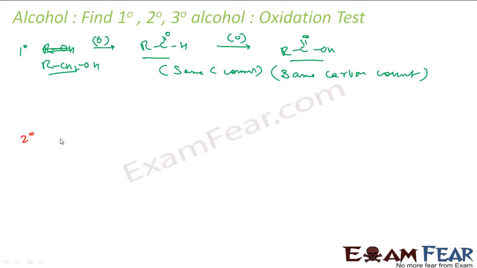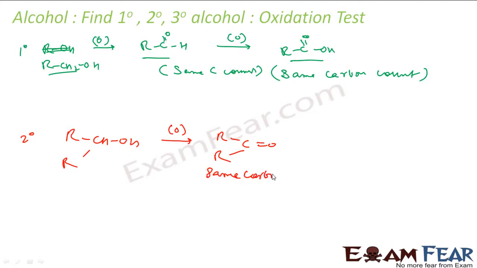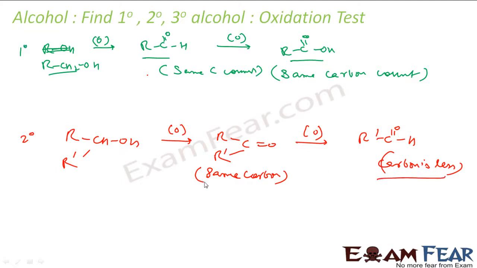Let's do it for 2 degree alcohol. So let's suppose I have something like this. If I do oxidation, I get something like this, that is my ketone. This will also have the same carbon, but if you see, it is a ketone now. This was my aldehyde, this is my acid, this is a ketone. If you do further oxidation, you will get R' COOH, or in fact R only you get, this is R'. So if you see, this carbon is less, right? Because one is gone actually from here. Carbon is less, here it is the same carbon.